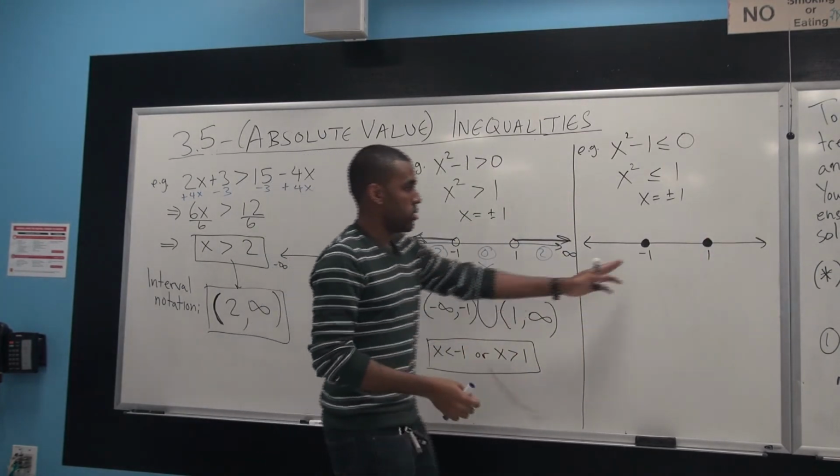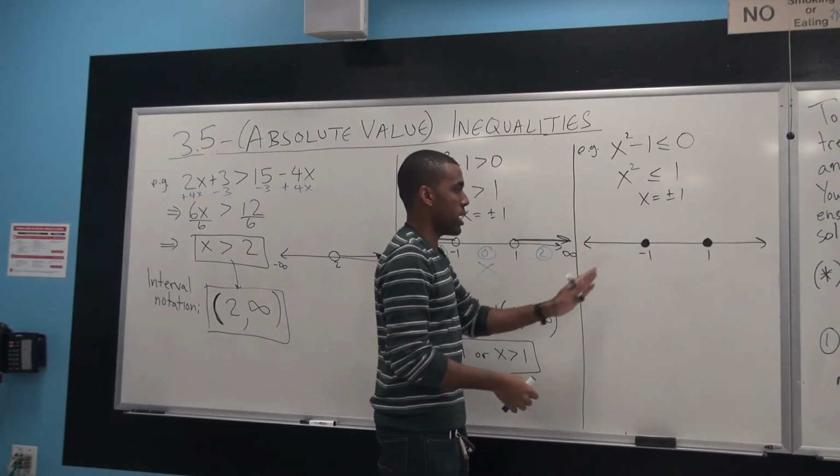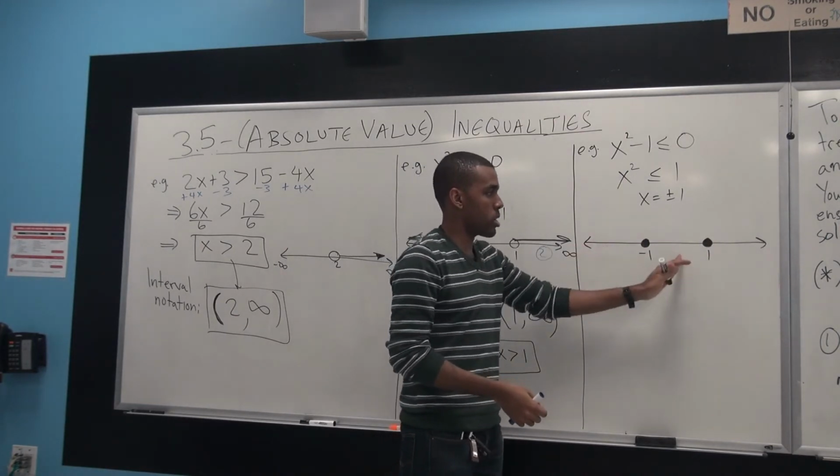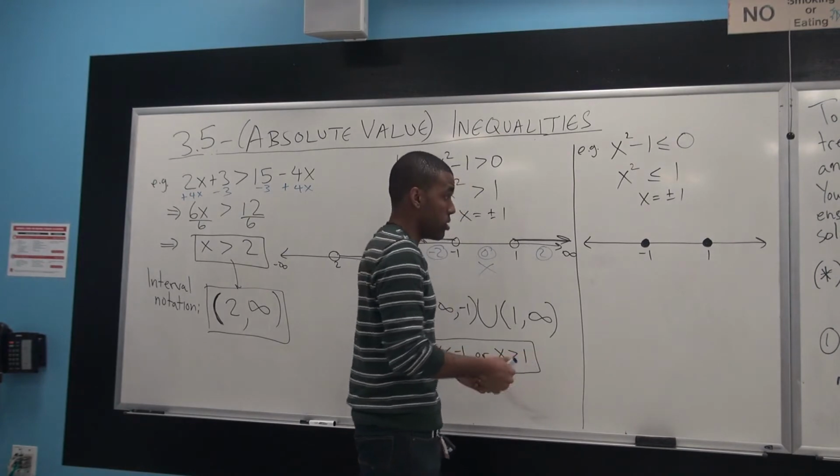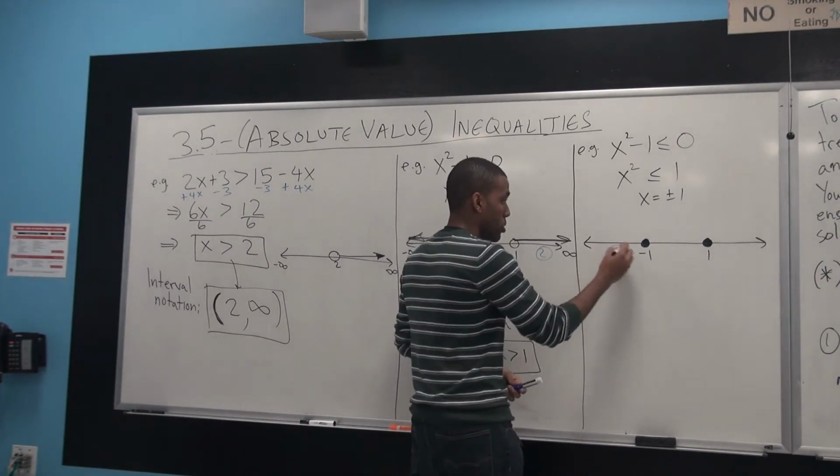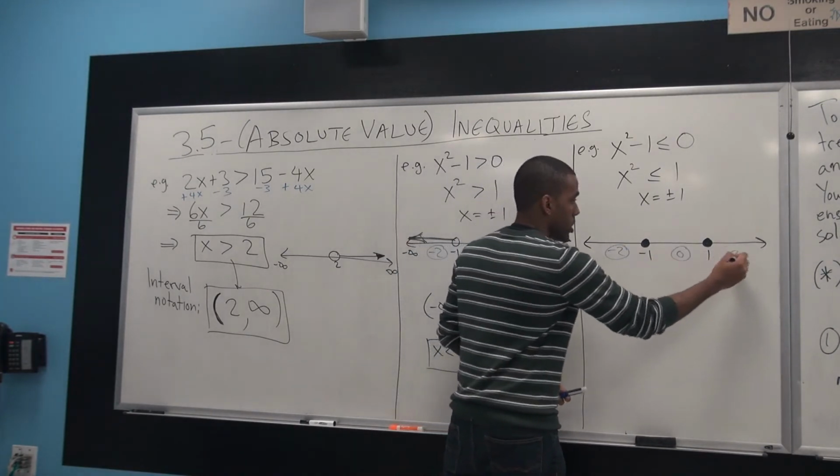And now these 2 numbers split the whole number line into 3 parts. There's the part over here, the part in between, the part over here. You test any random number. So you test minus 2, you can test 0, you can test 2.